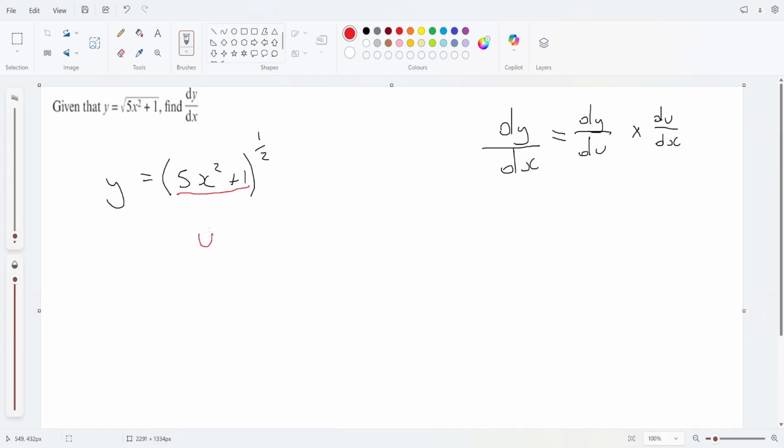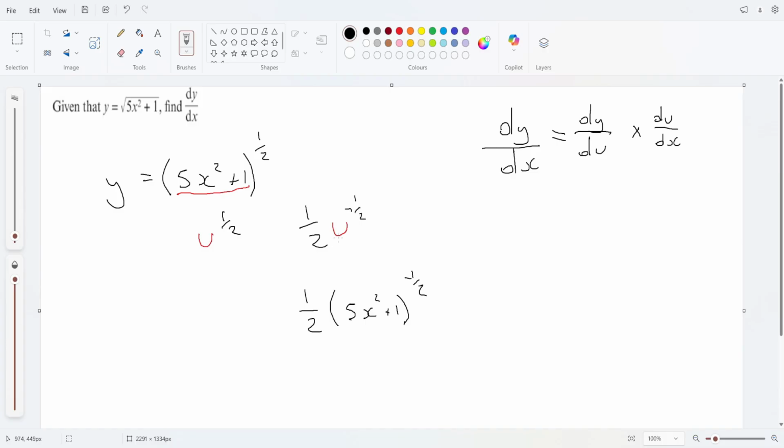Typically I would do all of this in my head, but I'm going to write it down for the purpose of the video. So I would have u to the power of a half, right? So then if I try just differentiating this, it would be a half u to the minus half, right? Because you take 1 off of here, so you get this. Then if I plug in what u was, it would be a half (5x²+1) to the power of minus a half. Then you'd think this would be it, but you haven't actually done anything with the middle part yet, so you have to differentiate this part as well.